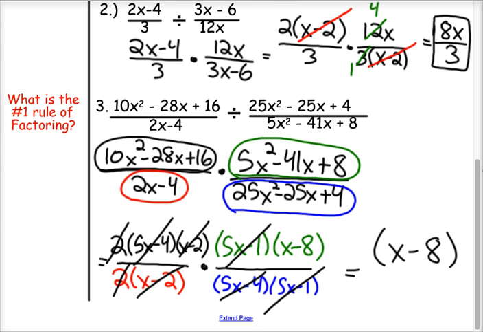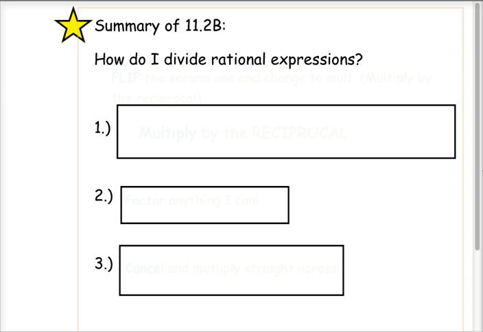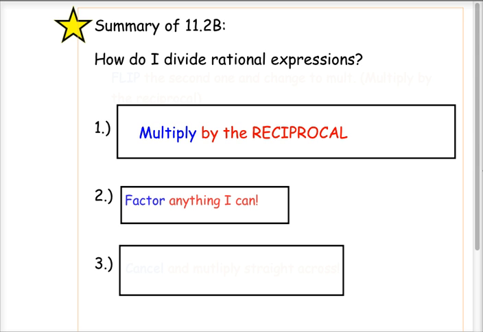So now we're going to move on to the next slide really quickly to do a little summary of how these problems work. So how do I divide rational expressions? The first thing, multiply by the reciprocal. So number 1 is rewriting it. I always have you rewrite it first. After that, you factor absolutely anything that can be factored. If it's linear, just pull out the greatest common factor.